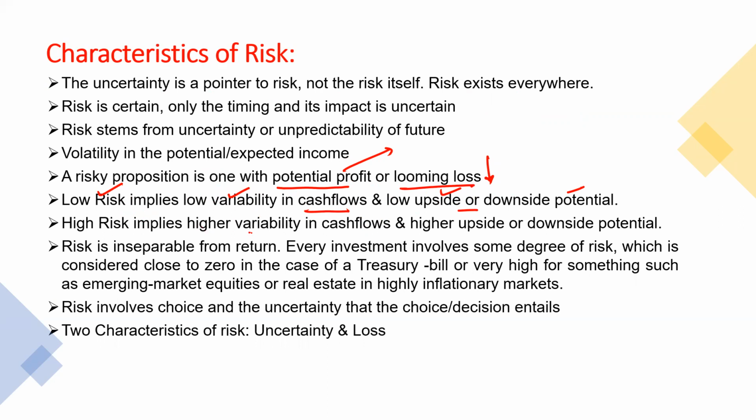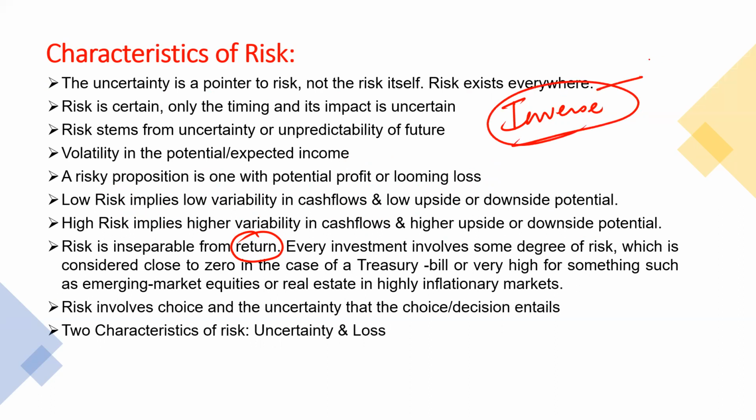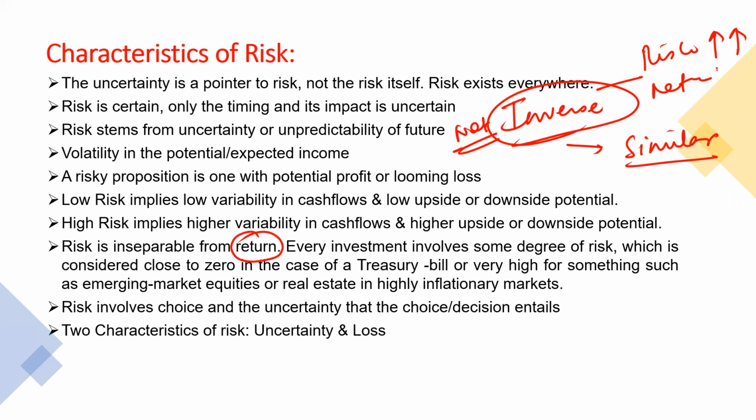High risk implies high variability in cash flows and high upside or downside potential. Risk is inseparable from return. We always see this. When we talk about risk and return, it is not an inverse relationship. It is a similar relationship, right? So we have high risk, high return, low risk, low return. It is not inverse. It's not opposite to each other. It is the same, moving in the same direction.